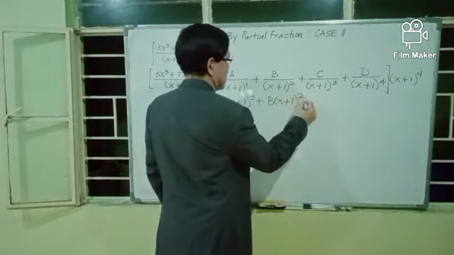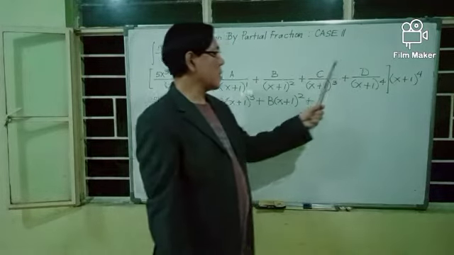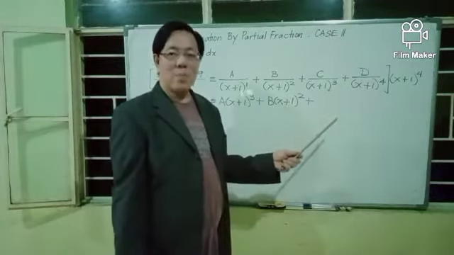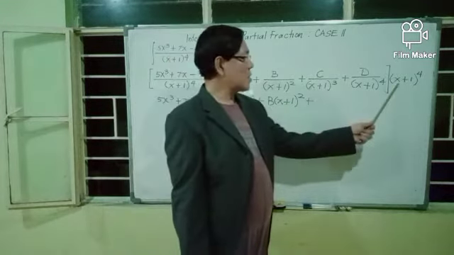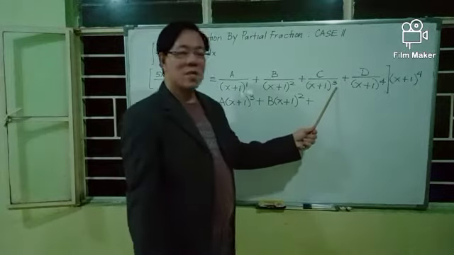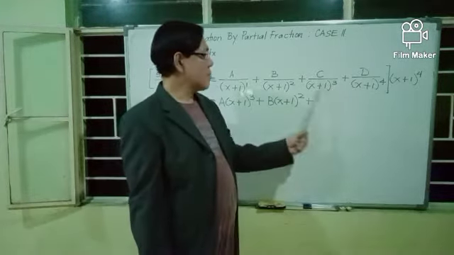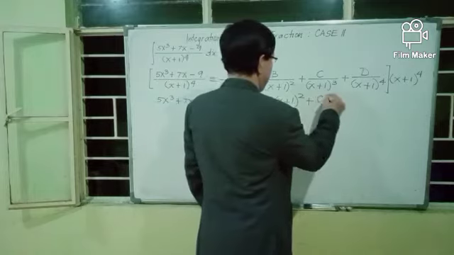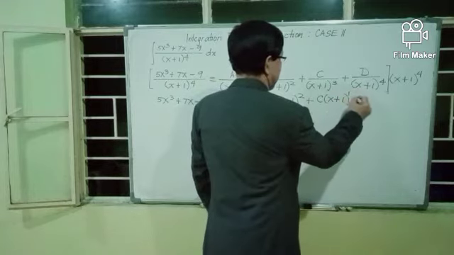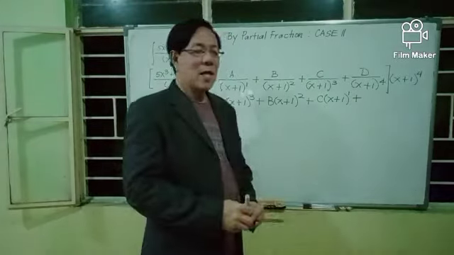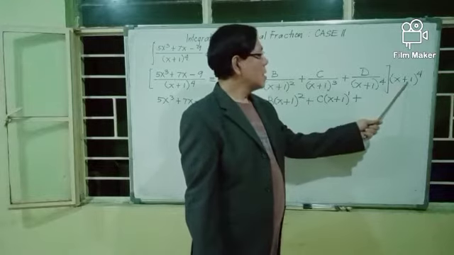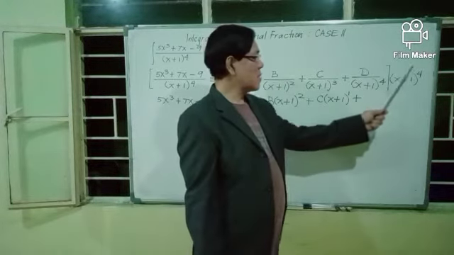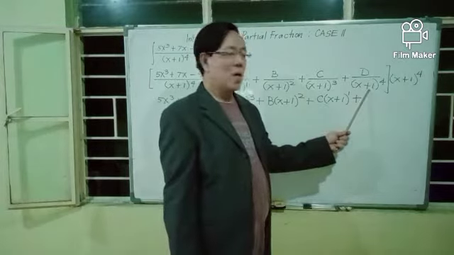The next term, C over x plus 1 to the power 3, we multiply by x plus 1 to the power 4. And again, we apply the property of exponents. The third term will be C multiplied by x plus 1 to the power 4 minus 3, or 1. And the third term is C multiplied by x plus 1 raised to 1. And finally, the last term, D over x plus 1 raised to 4 multiplied by x plus 1 raised to 4 simplifies to D, because x plus 1 raised to 4 over x plus 1 raised to 4 is 1.